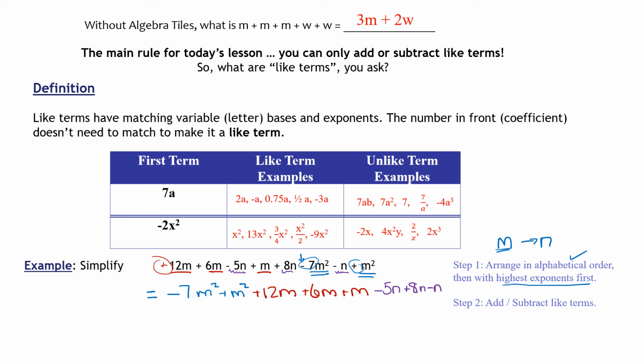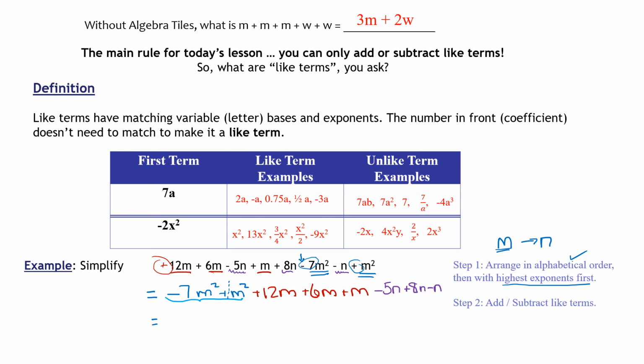The next step, step 2, is kind of the easy step. We're going to add or subtract the like terms. So these like terms right here, I'm going to add them together. So I have negative 7m squared. I add on an m squared. What is that going to be? Negative 7m squared plus an m squared. So there's an invisible 1 in front of that m squared. Negative 7m squared plus m squared.